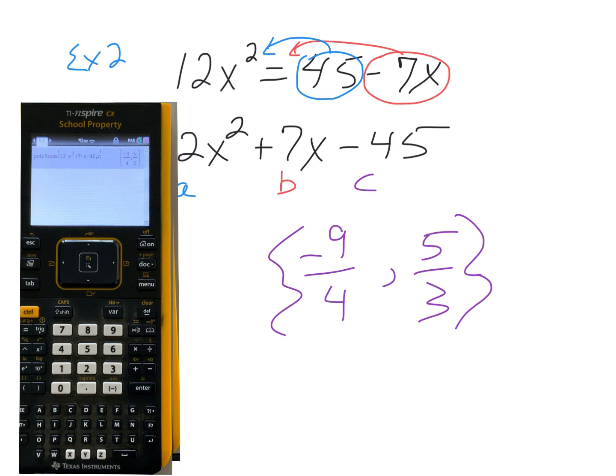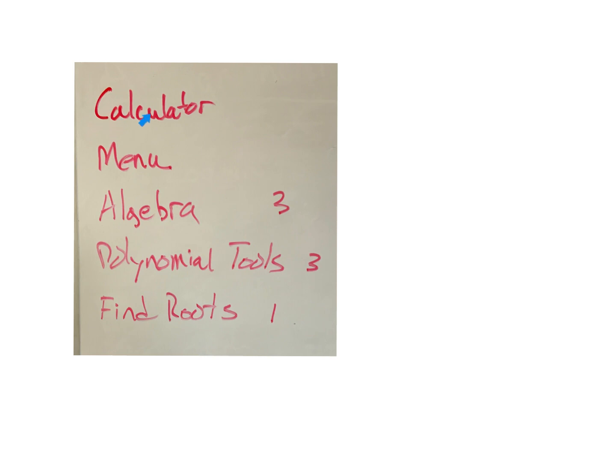All right. And that is a look at using polynomial tools to solve quadratic equations. Let me go ahead and list the steps on the calculator on our next page here. So again, from the calculator screen, just press menu and then 3 and then 3 and then 1 for find roots, and then just keep the degree 2 and everything the same. Click OK, and then enter your A, B, and C, and then the calculator will show you the solutions.